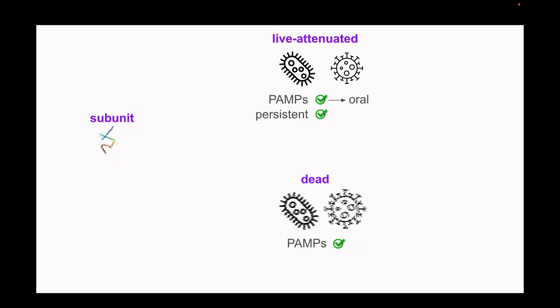What else? So these live-attenuated vaccines, so they are still living organisms, they can infect cells, they can proliferate to a certain degree, so they are persistent, they are more persistent than the other vaccine types. And persistency is particularly important for generating CTLs, so cytotoxic T lymphocytes.